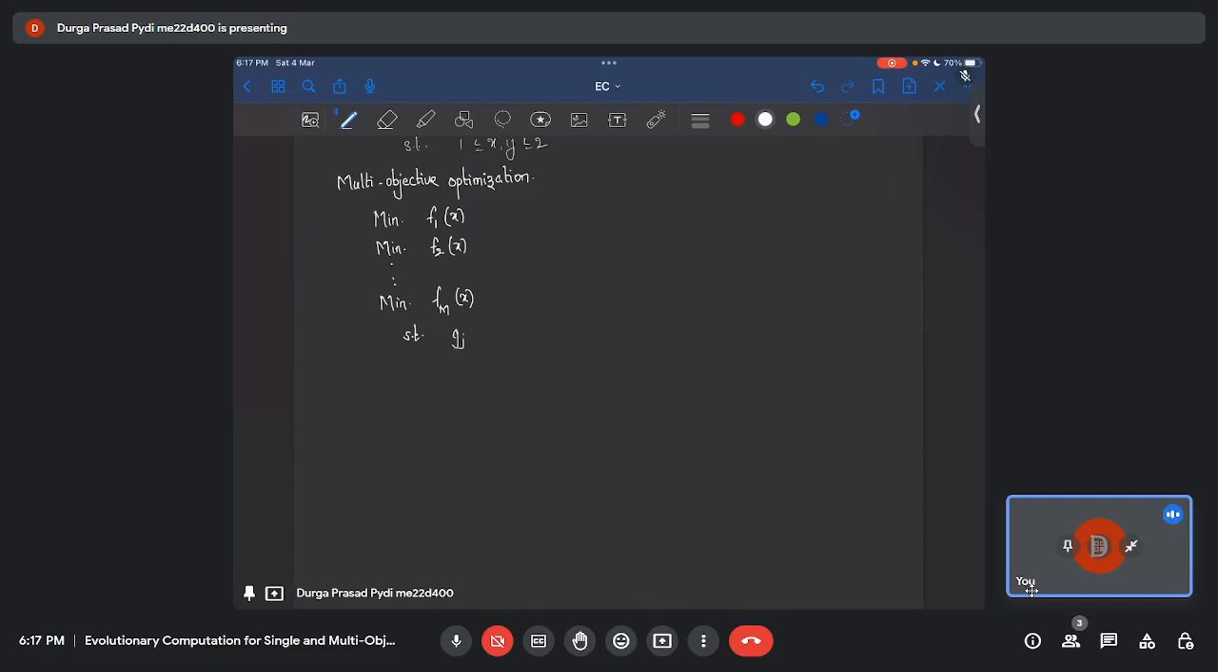Say you have some inequality constraint gj less than or equal to 0, hk equal to 0, and you are having some variable bounds, x lower bound less than or equal to x less than or equal to x upper bound. So these conditions are still the same. The only additional effect is this. So how do we go about solving this?